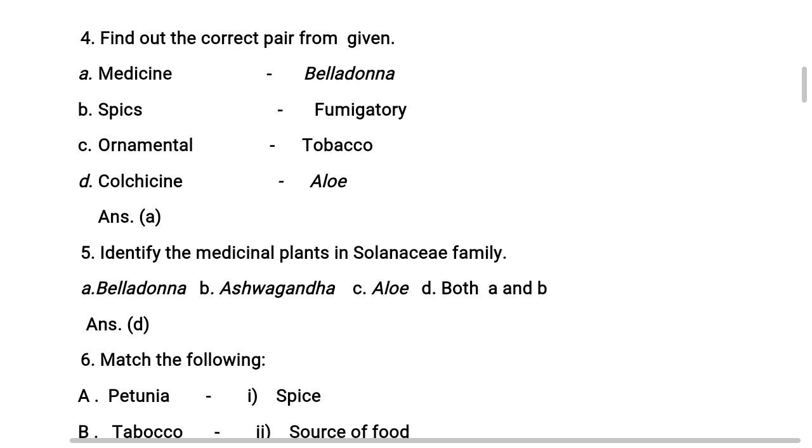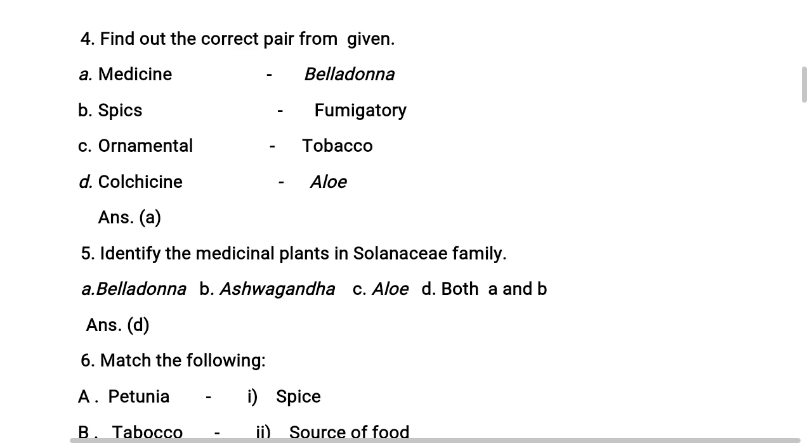Let's have a look. Spices. So spices belongs to spices, example chilies, right? Fumigatory, example tobacco. So B option is wrong, obviously. Next, option C, ornamental. Ornamental example petunia, and tobacco is fumigatory. Understood?